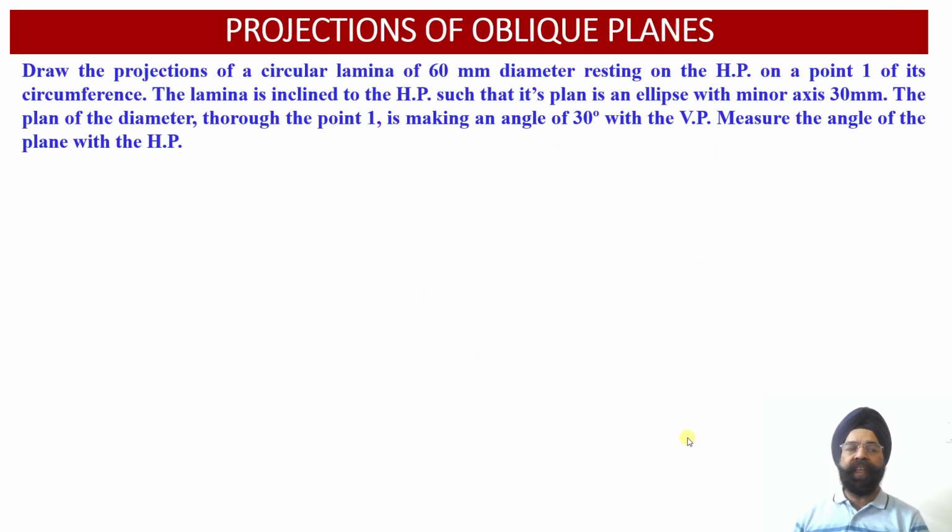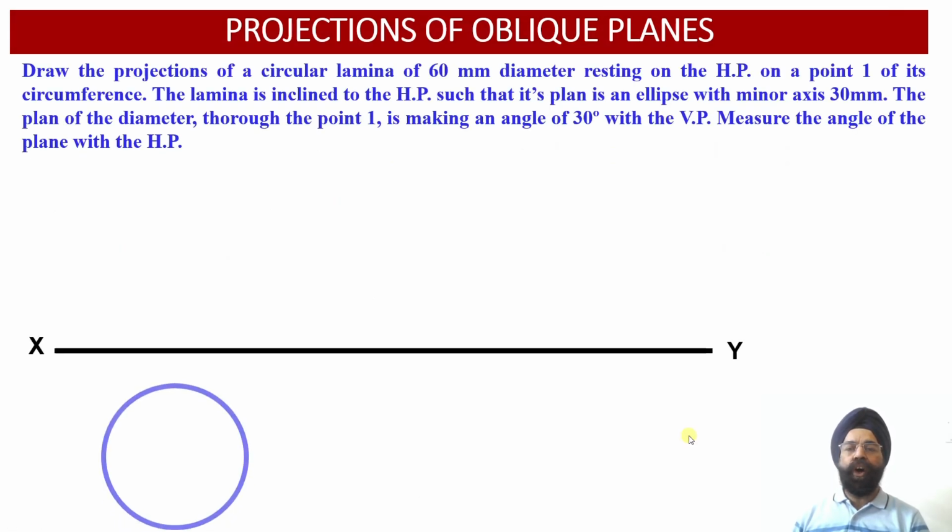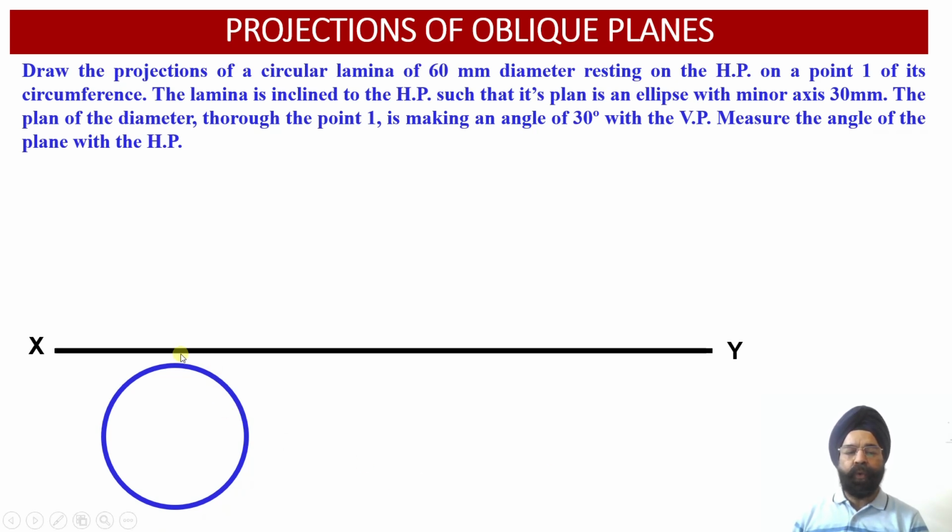So let us proceed with the evaluation of the orthographic projections of the circular lamina. We know that the circular lamina diameter is 60 millimeter. So we are going to draw a circle, and now we are going to divide it into 12 equal parts. So each segment of the circle will be measuring 30 degrees. We have marked these points as 1, 2, 3, 4, 5, 6, 7, 8, 9, 10, 11, 12. So in total 12 segments we have been able to obtain, and this is the measurement of the diameter, equal to 60 millimeter.